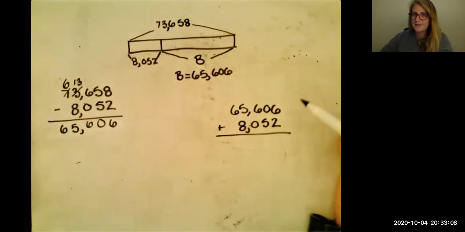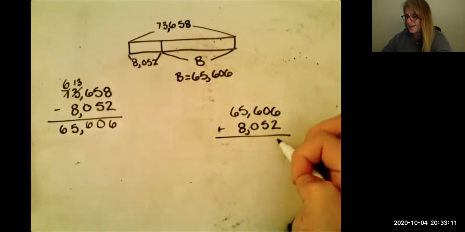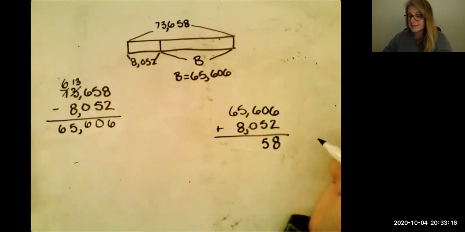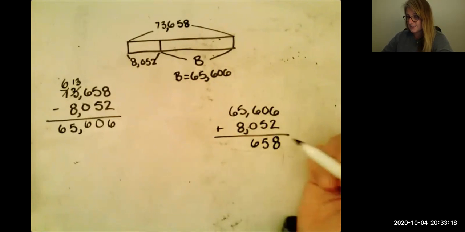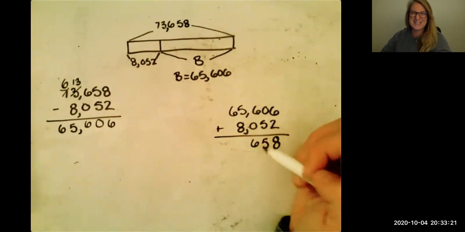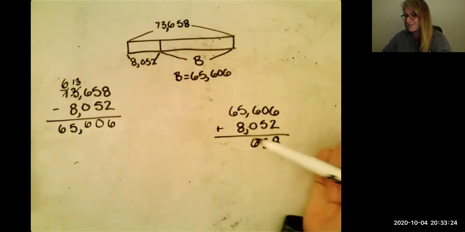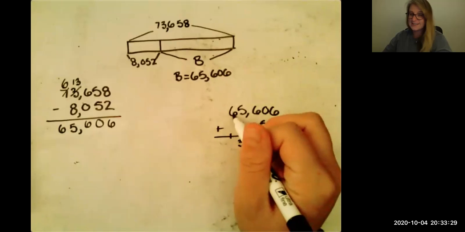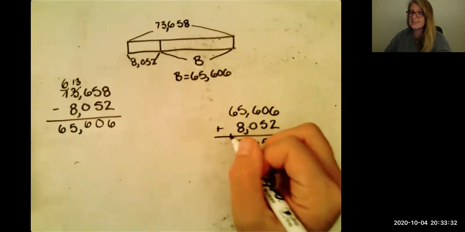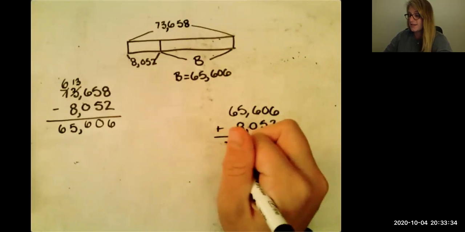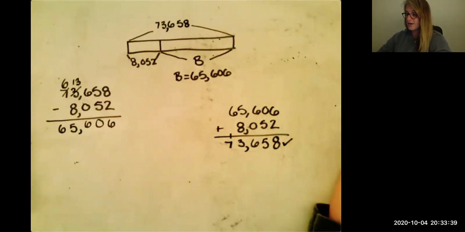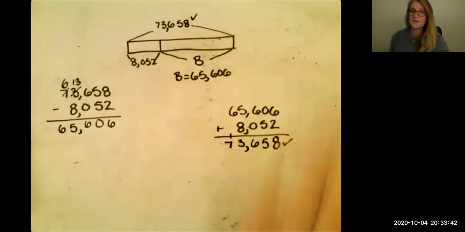Let's add together. 6 ones plus 2 ones is 8 ones. 0 tens plus 5 tens is 5 tens. 6 tens plus 0 tens is 6 tens. 6 hundreds plus 0 hundreds is 6 hundreds. 5 thousands plus 8 thousands is 13 thousands. And 6 10,000s plus our 1 10,000 equals 7 10,000. So we have 73,658 here and 73,658 here. So we know we are correct.